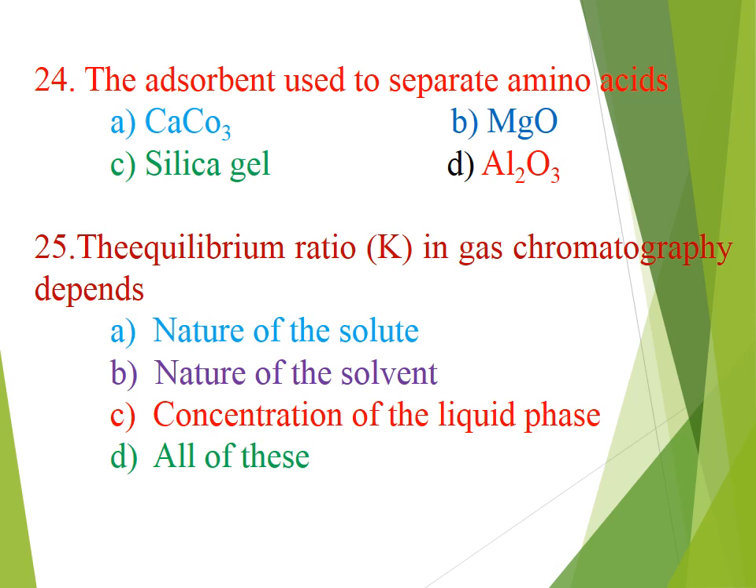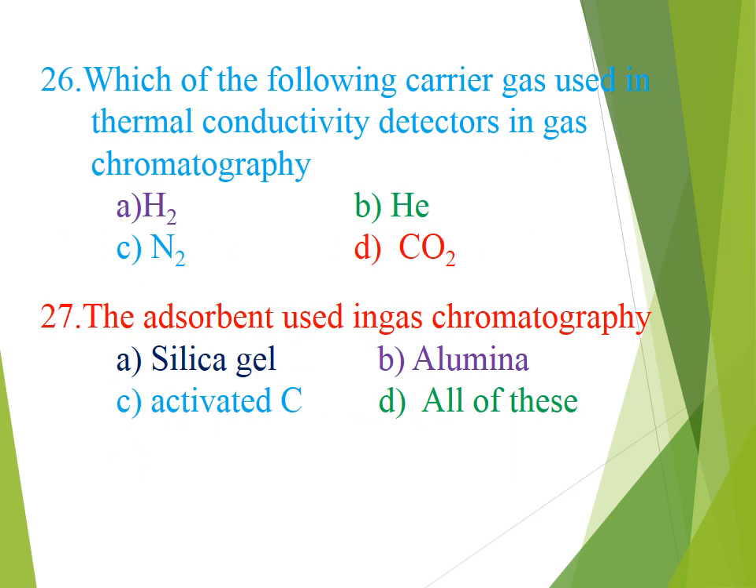Question number 25. The equilibrium ratio K in gas chromatography depends upon: A. The nature of the solute, B. The nature of the solvent, C. The concentration of the liquid phase, D. All of this. Option D is correct. 26. Which of the following carrier gases is used in the thermal conductivity detector in gas chromatography? A. H2, B. Helium, C. N2, D. CO2. The correct answer is helium.